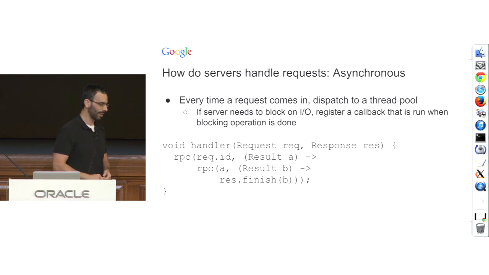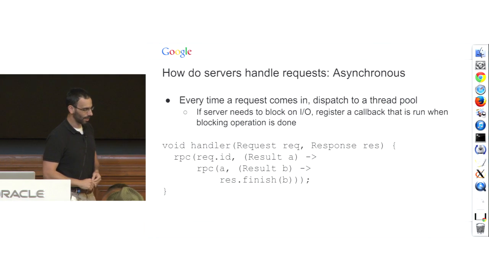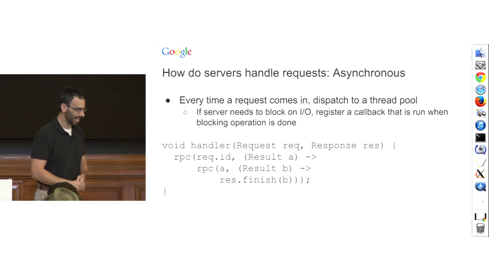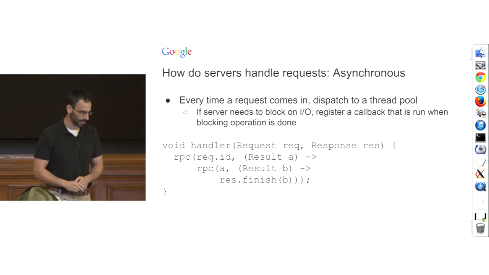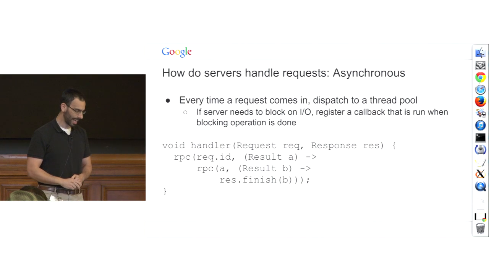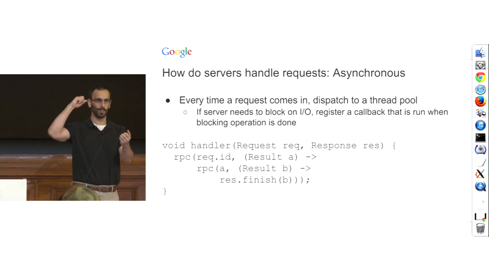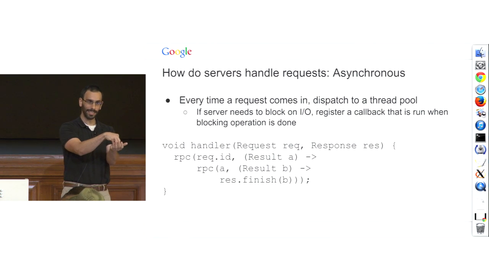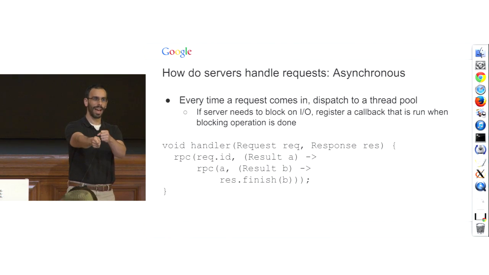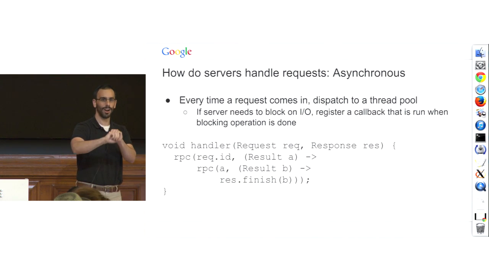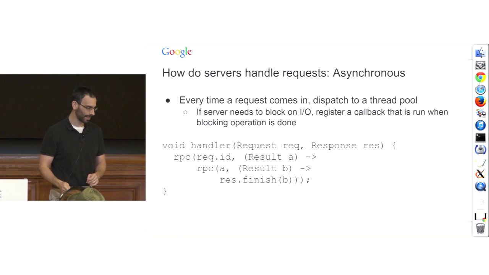They write asynchronous code. And what does asynchronous code look like? Well, basically, every time a request comes in, you dispatch to a thread pool, and that thread pool says, I'm supposed to do this one thing for this request, and here's a callback for when you issue that I/O, and when that I/O comes back, here's a callback that you execute. So you end up with kind of weird-looking code here.